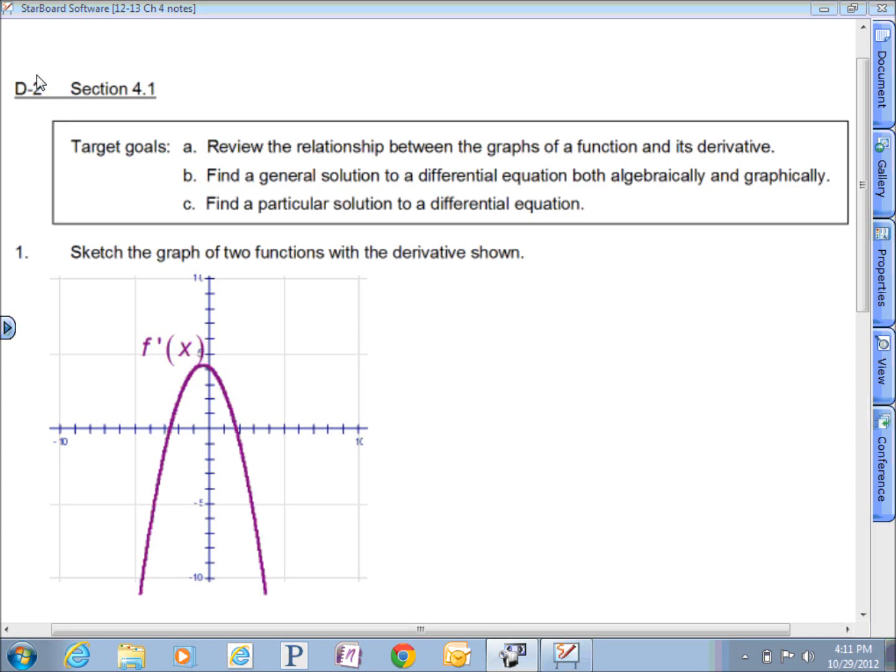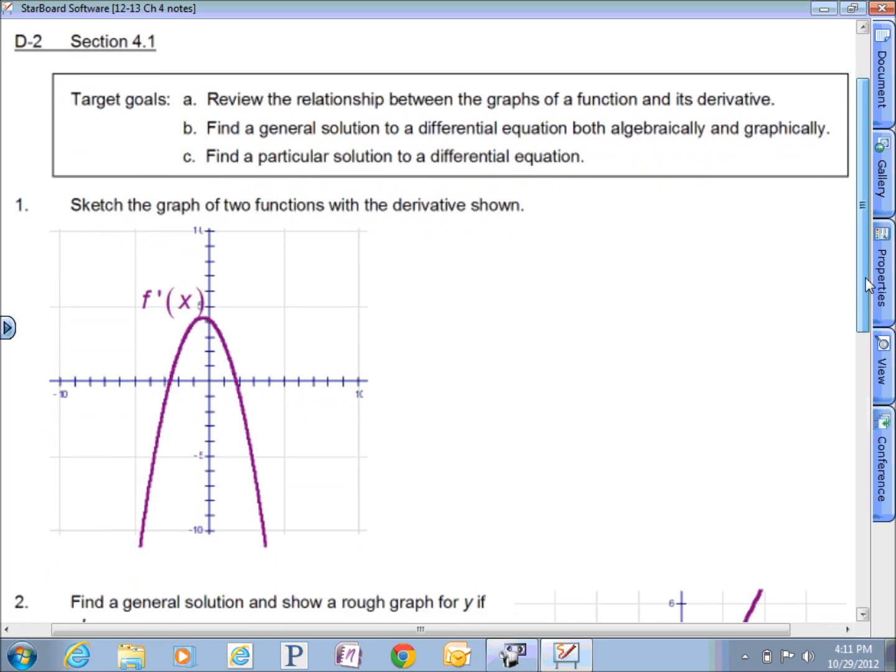Second day in Chapter 4. Chapter 4, more integration, antiderivatives, and such. So let's start by looking at the relationship between a function and its derivative.